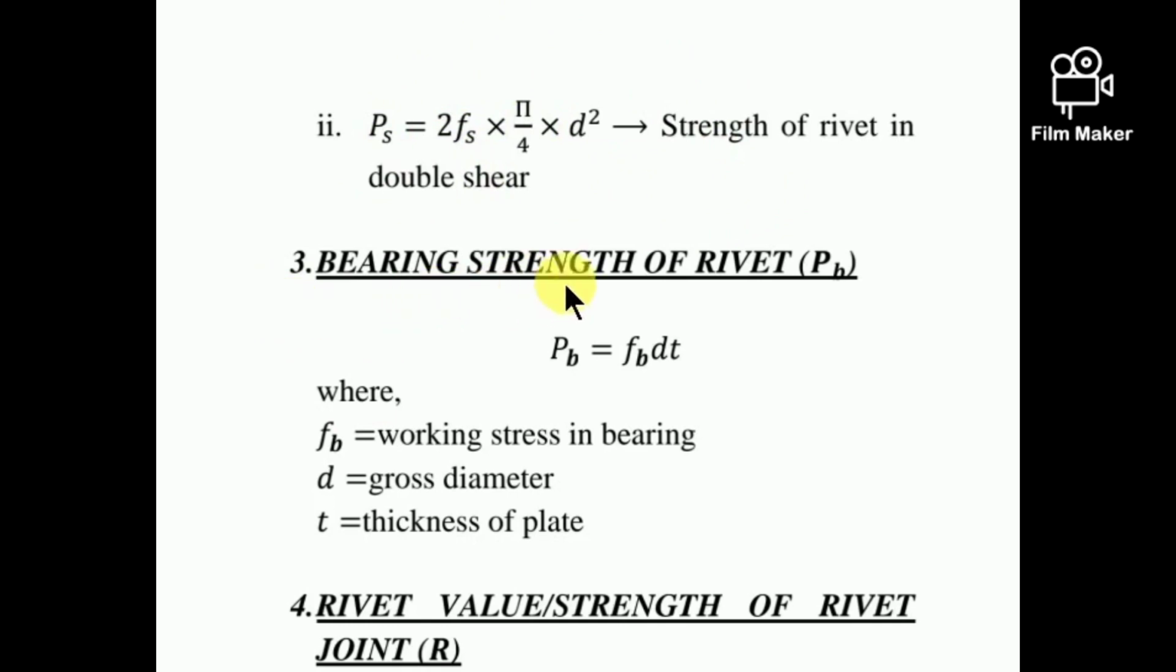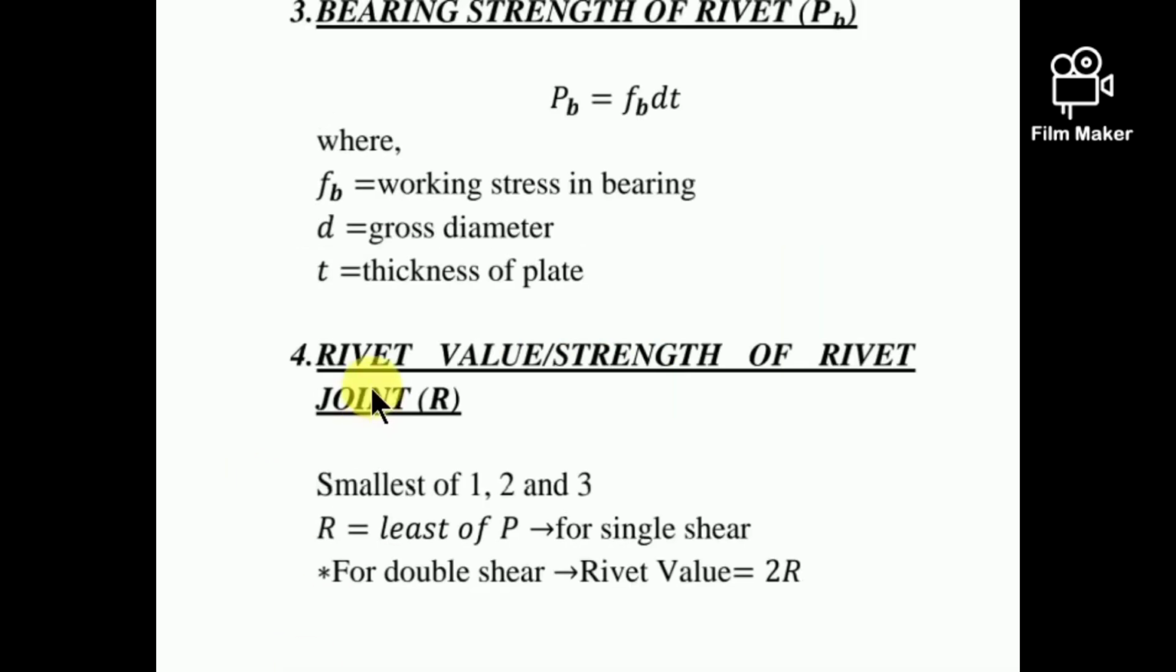Then third one is bearing strength of rivet PB. Here PB is equal to Fb into d into t. Here Fb is the working stress in bearing, d is our gross diameter, and t is the thickness of the plate. And last we have rivet value or strength of rivet joint, which is represented by capital R. So this value is the smallest of 1, 2 and 3. That means from tearing strength, bearing strength and shearing strength, out of these three, whichever has the least value will be considered as our rivet value.